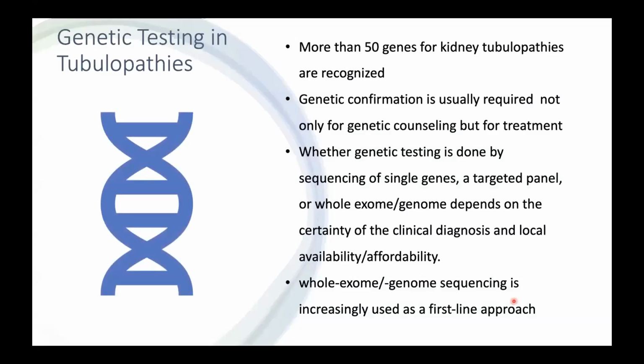Till now, more than 50 genes have been identified for inherited tubulopathy, and genetic confirmation is required not only for counseling, but also for treatment. We can go for single gene sequencing or whole exome sequencing. It certainly depends on what we are suspecting and what is the local availability and affordability. Nowadays, whole exome sequencing is increasingly used as a first-line approach.